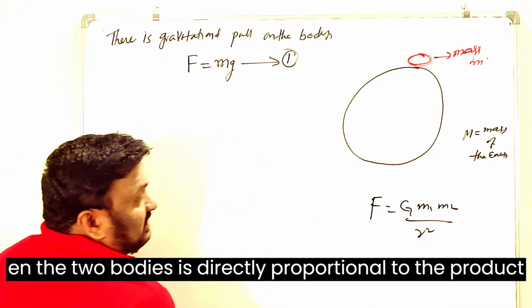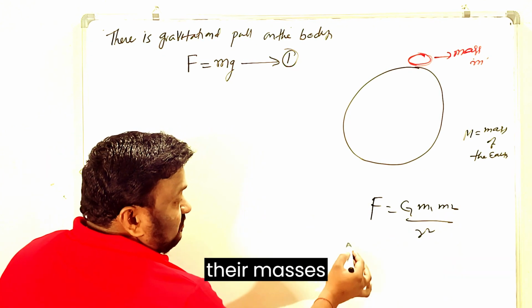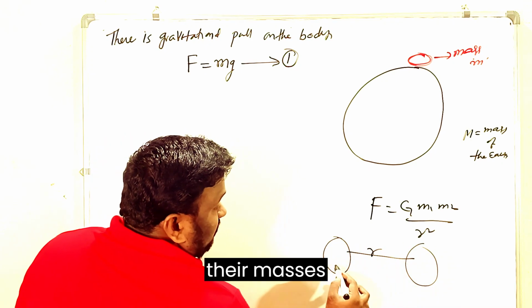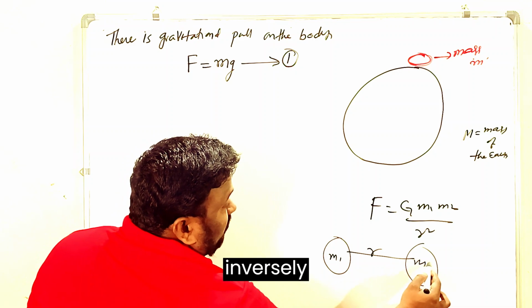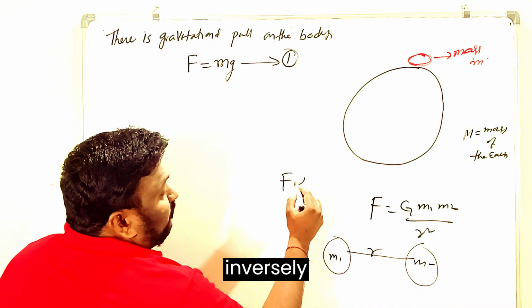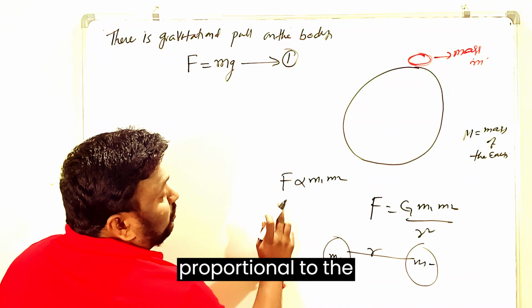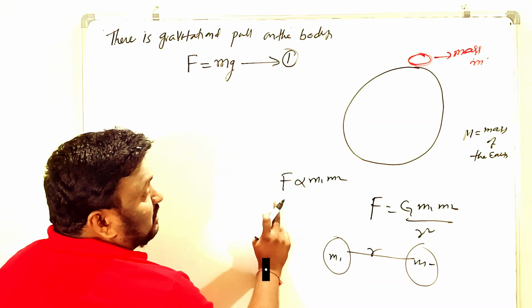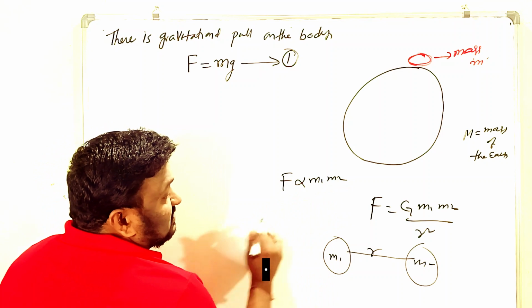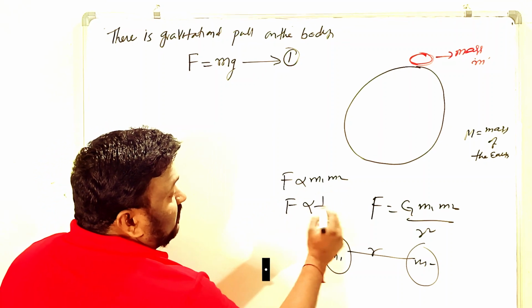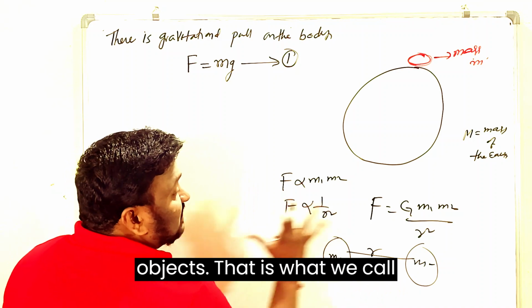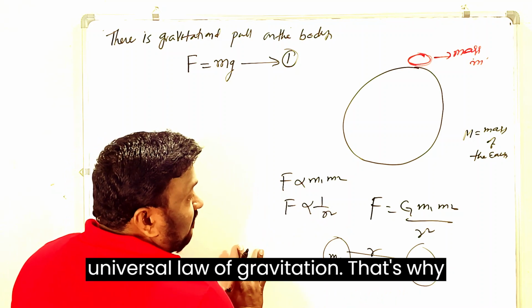This is what we call the universal law of gravitation. When two bodies are separated by some distance r and they have masses m1 and m2, then F is proportional to m1 m2. The gravitational force acting between the two bodies is directly proportional to the product of their masses and inversely proportional to the square of the distance between the two objects. That is what we call the universal law of gravitation.